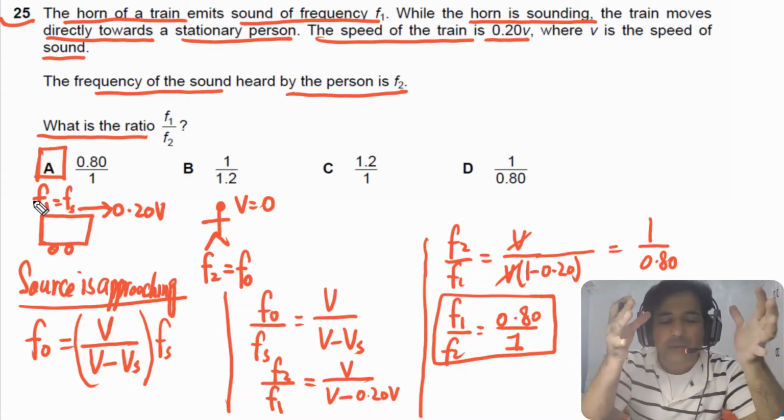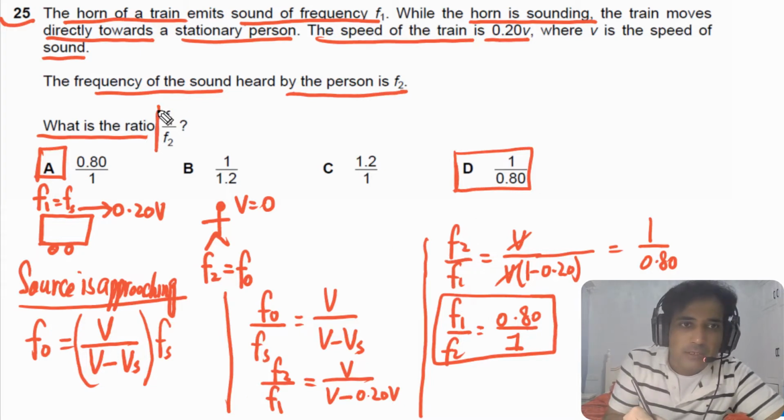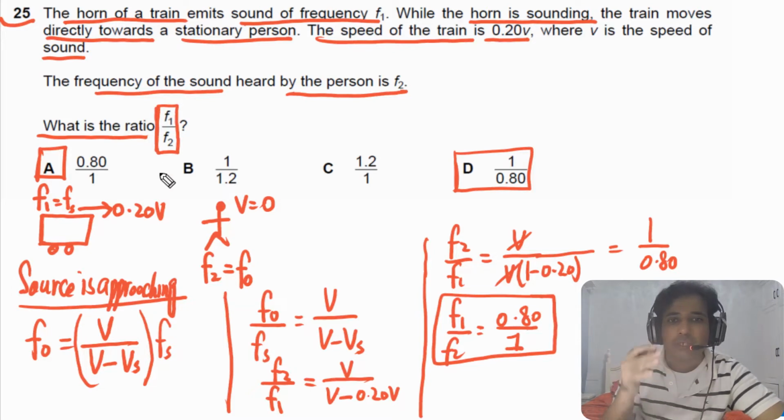For this question, you have to be careful. It's a little bit tricky one. Maybe some students will just tick this, but this is the wrong option. This is f2 over f1. The question is asking us to calculate f1 over f2. So just be careful with this.